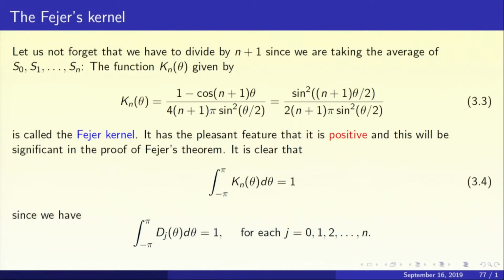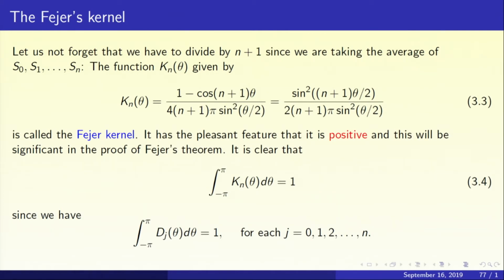So kn theta is now 1 minus cos n plus 1 theta upon 4 times n plus 1 pi sine squared theta by 2. As I said, the numerator can be written as 2 sine squared n plus 1 theta by 2. The 2 cancels out and we get the expression 3.3 displayed in the slide. This expression is called the Fejer kernel.